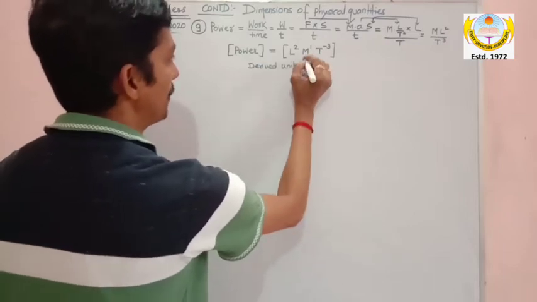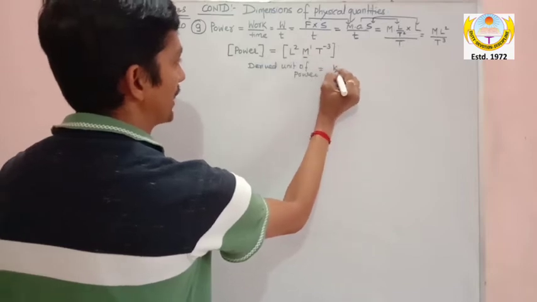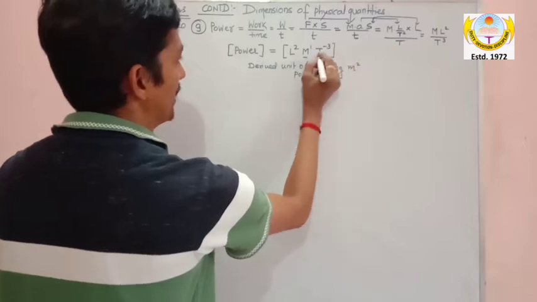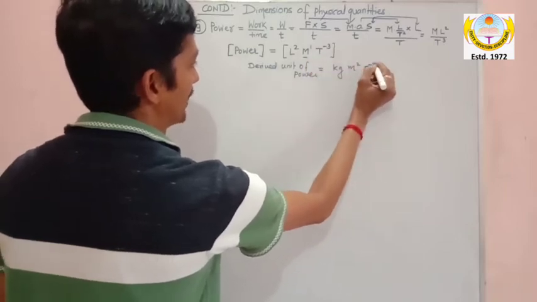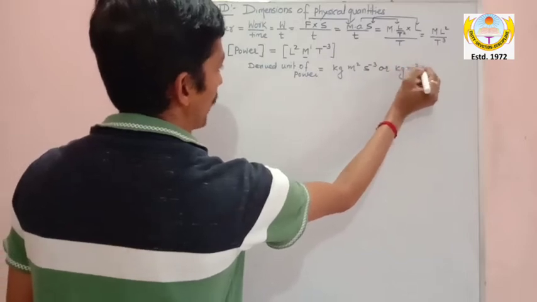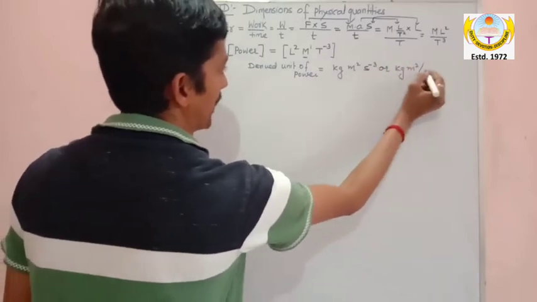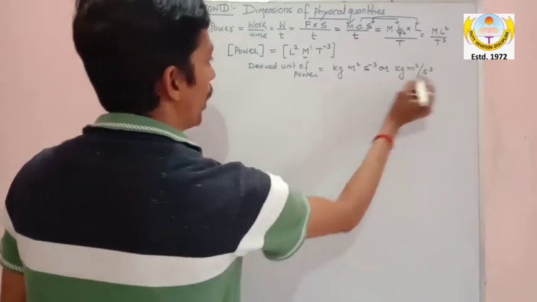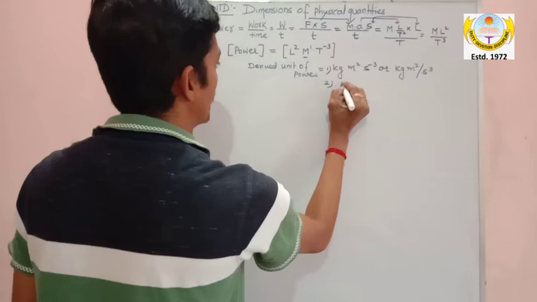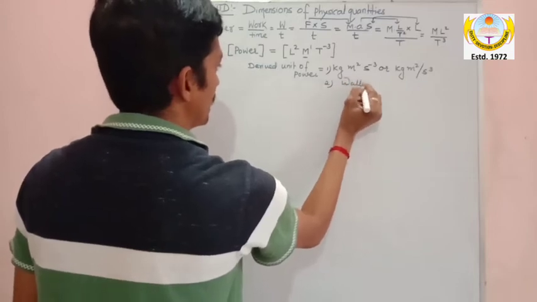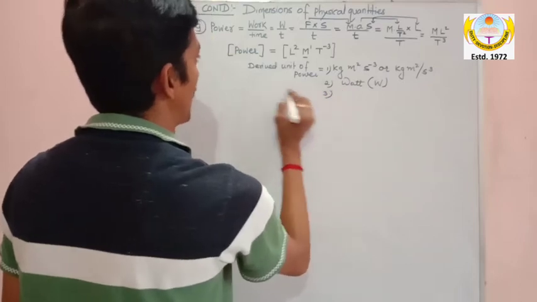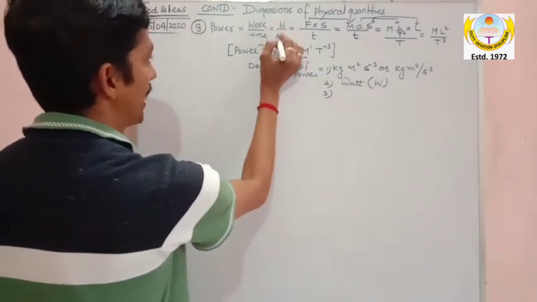You can see here mass power 1, so it will be written as kilogram. L power 2 written as meter square and T power minus 3 written as s power minus 3, or I can write kilogram meter square per second cube. Or what is the next unit? This is number 1. Number 2 unit is watt, capital W. Number 3 unit is, my dear, look at the definition, it is work upon time.